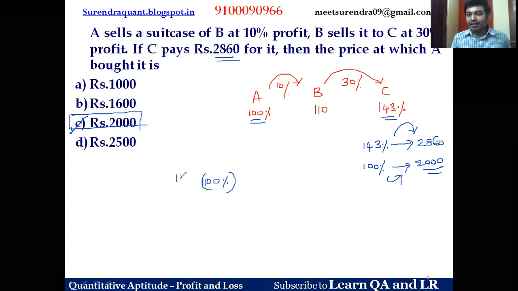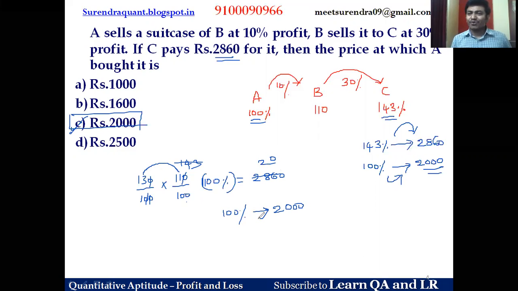A sells to B at 10%, 110, and B sells to C at 30%, 130%. So this is the money paid by the person C, which is 2860. Then the zeros cancel. So 11 13s are how much? 143, right? So 143 goes 20 times here, 2000. So even successive multiplying factors will give the answer effectively, right? Same process. Okay, next question.